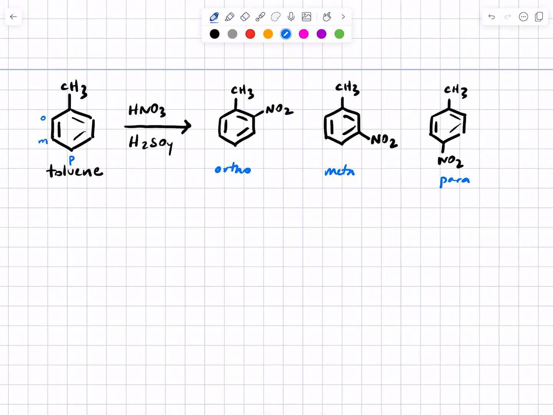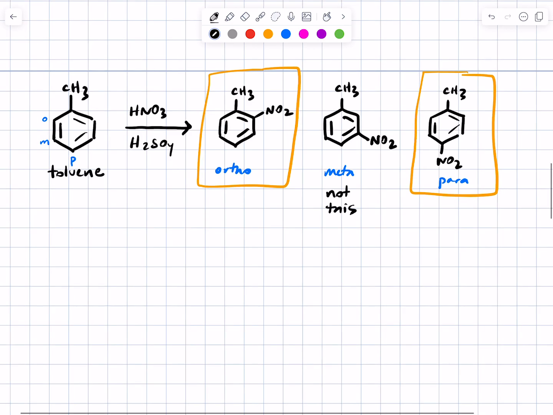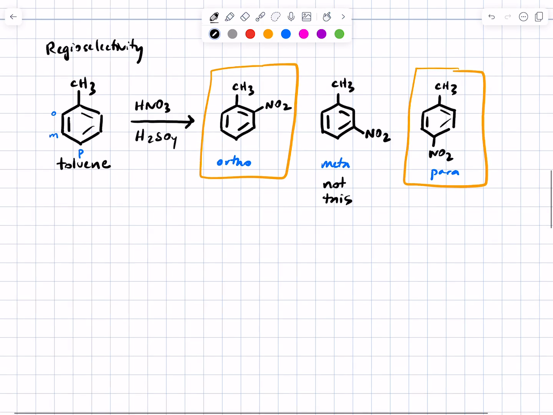it turns out that in the case of the methyl group, we actually observe the ortho and the para, but not the meta isomer. So it looks like there is some regioselectivity for where the electrophile attaches, and we need to try to explain why. It turns out, however, that regioselectivity is not universally for ortho and para isomers.